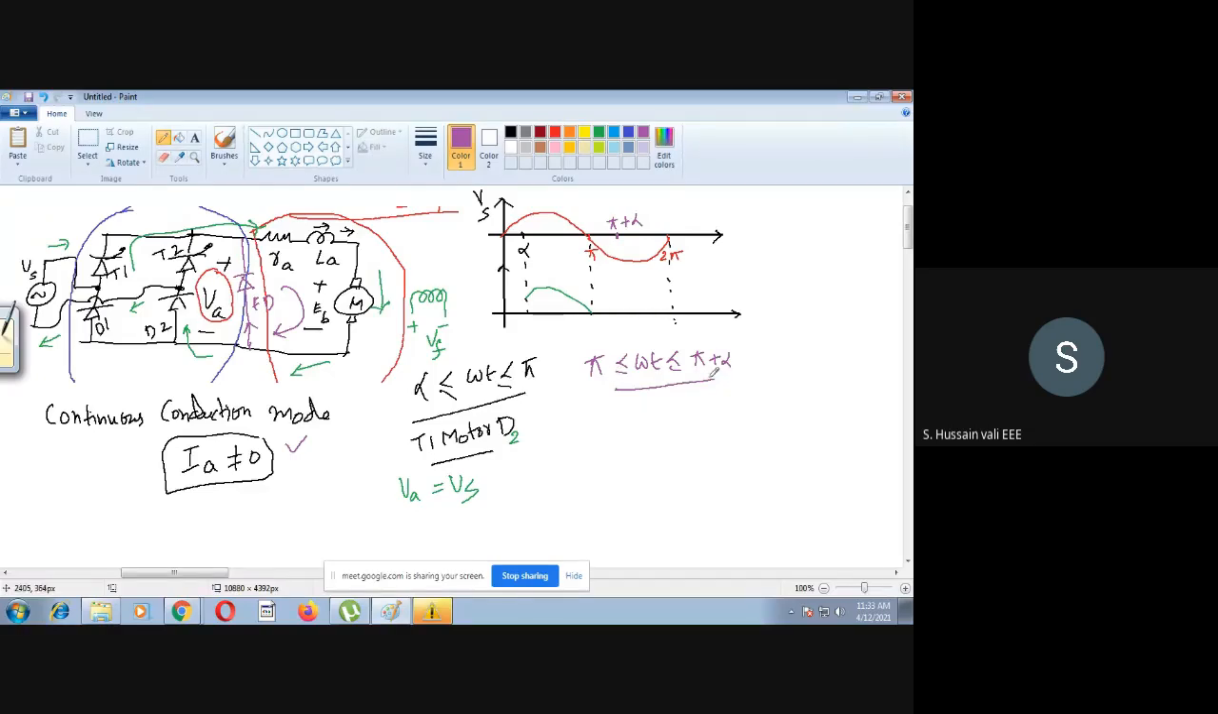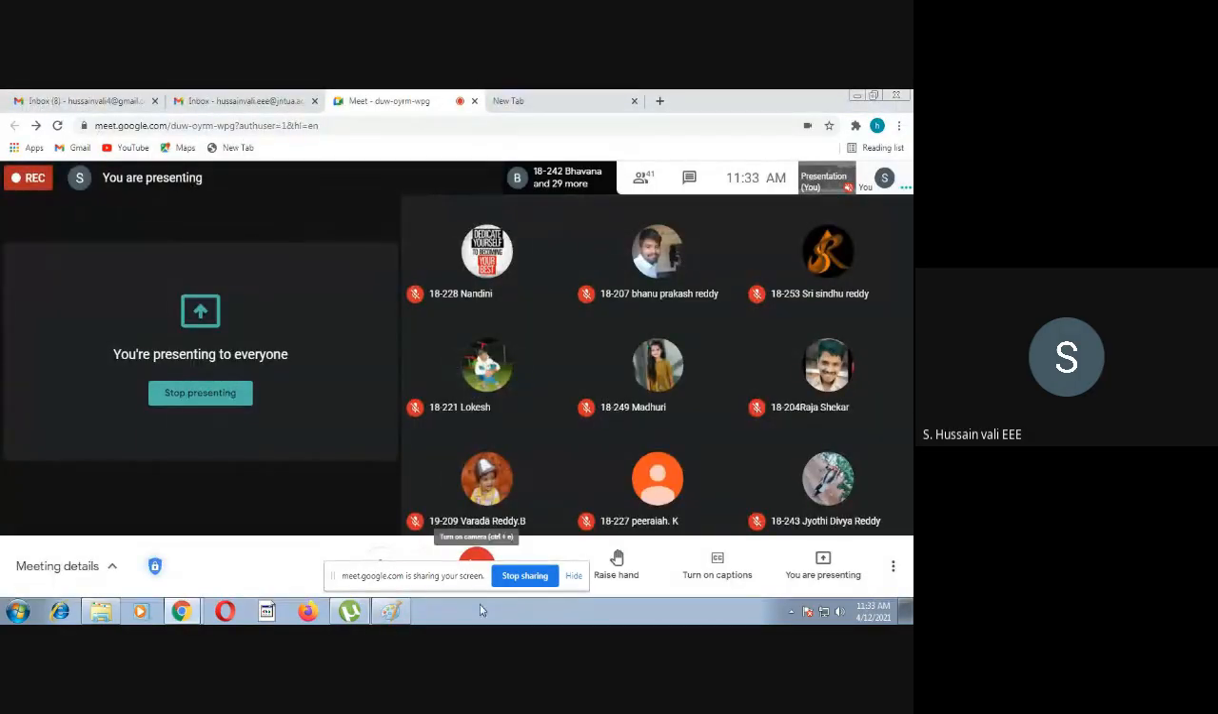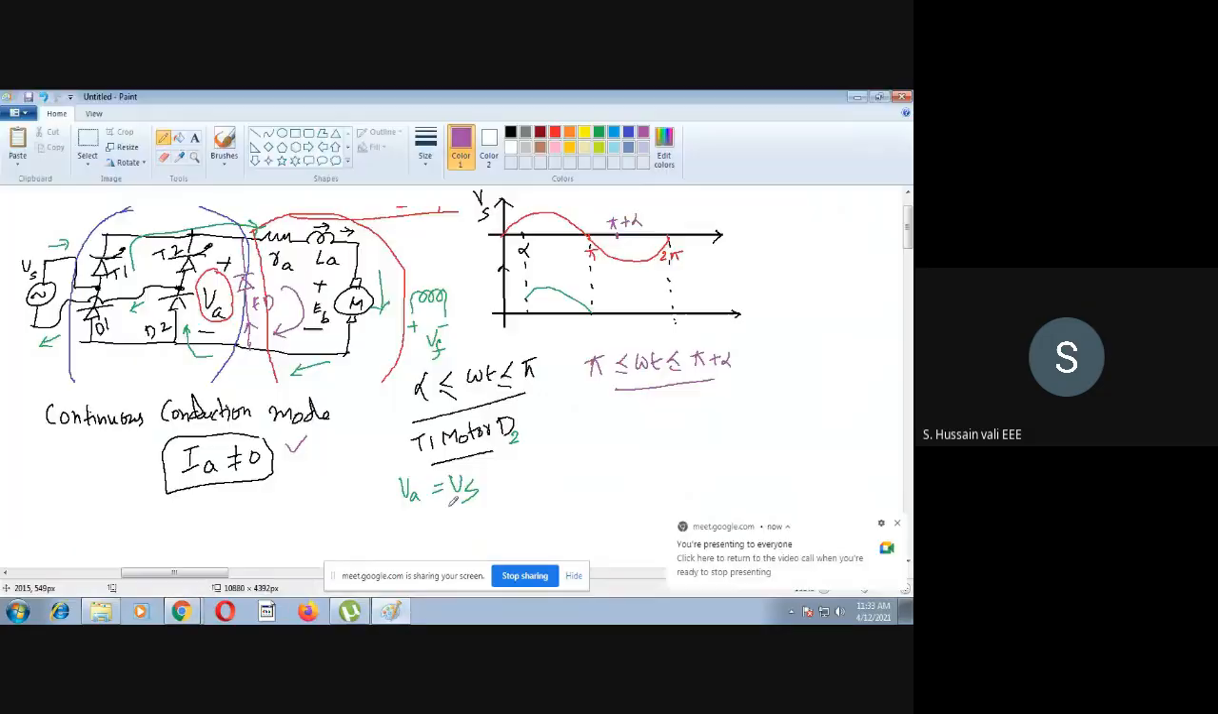So from pi to pi plus alpha is the second interval. In this interval, the inductor will force the freewheeling diode to conduct. When the freewheeling diode is conducting, it behaves as a short circuit, so the voltage across it is zero. So I can say that in this interval the voltage is zero.